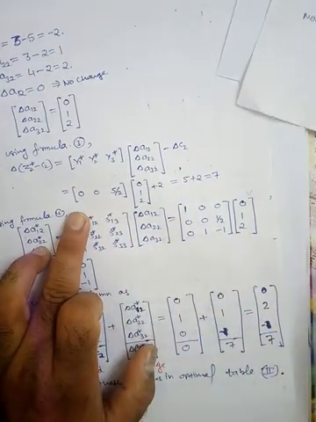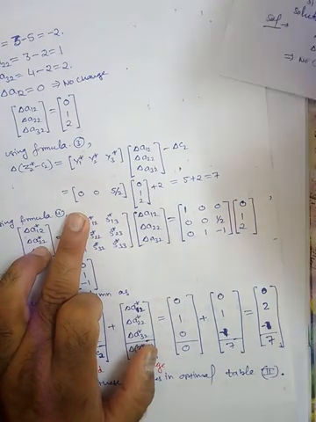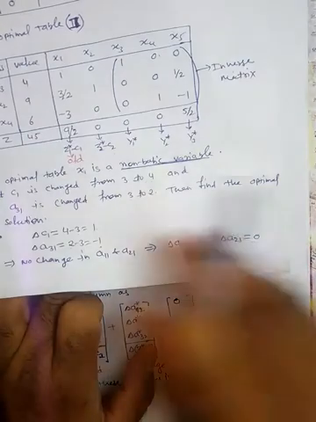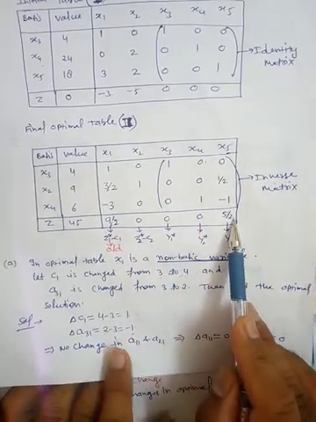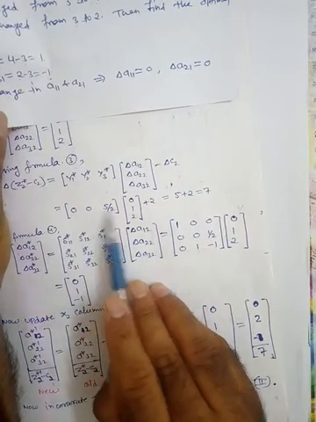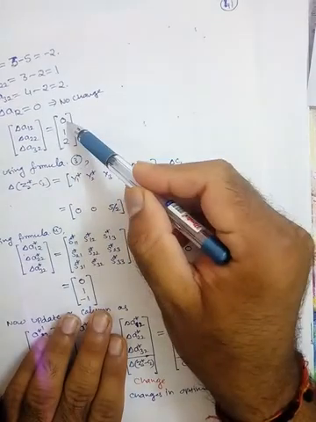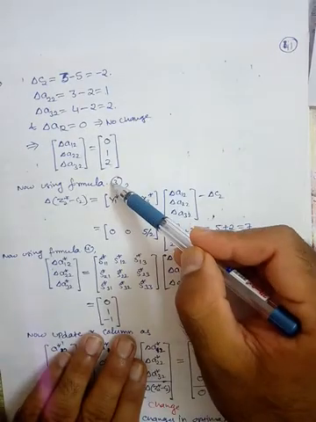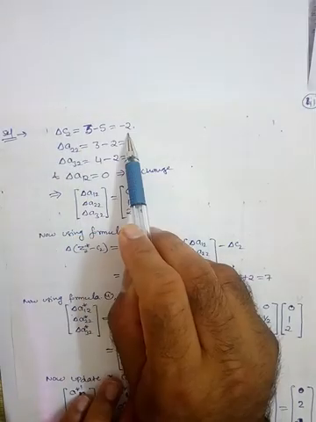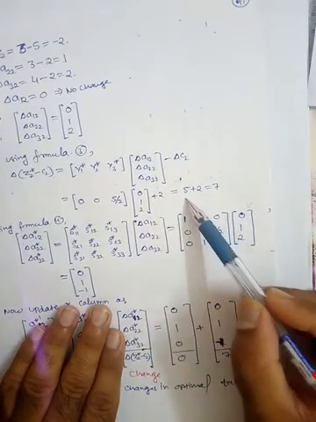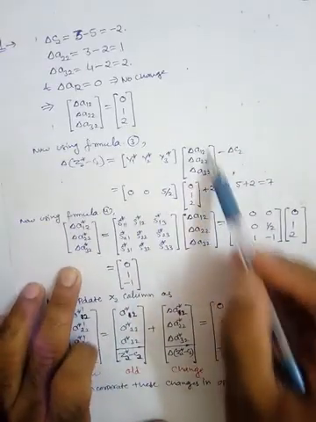So according to the table, these will be the values: 0, 0, 5 by 2. Delta A12, A22, A32 we have evaluated: 0, 1 and 2. So substituted here, plus delta C2 is minus 2. So substituted here, we get 7. Similarly, we have to revise this table, these values updated.